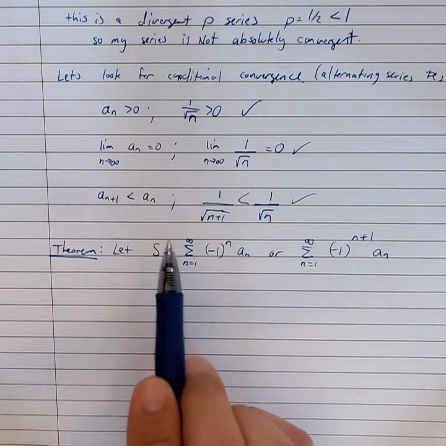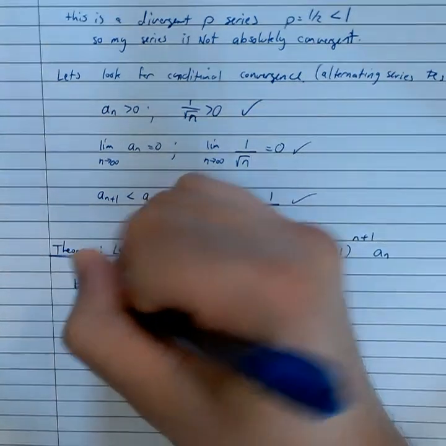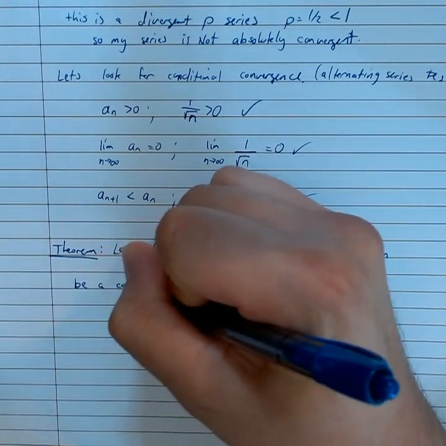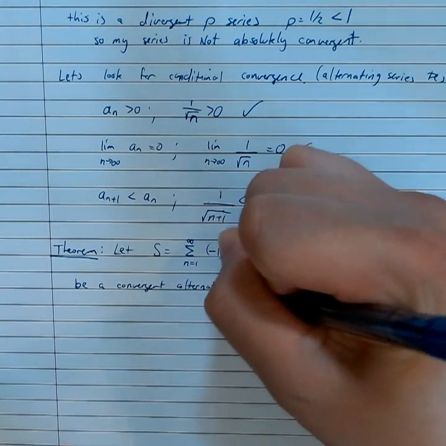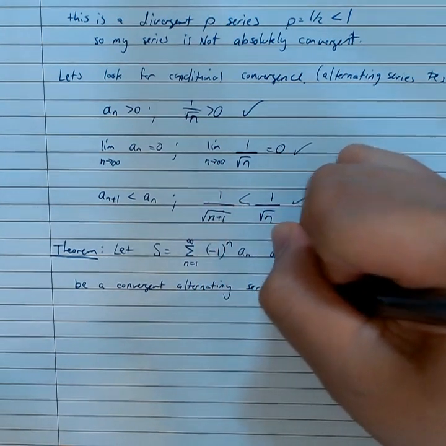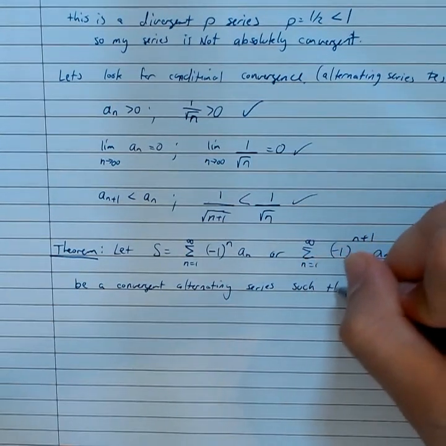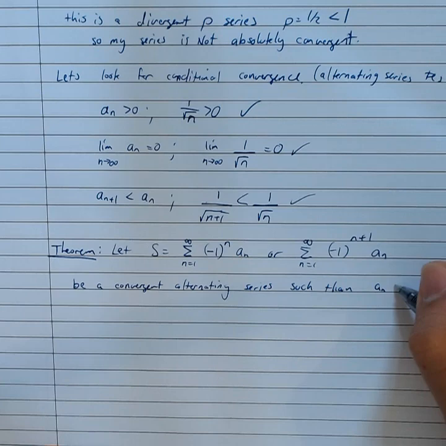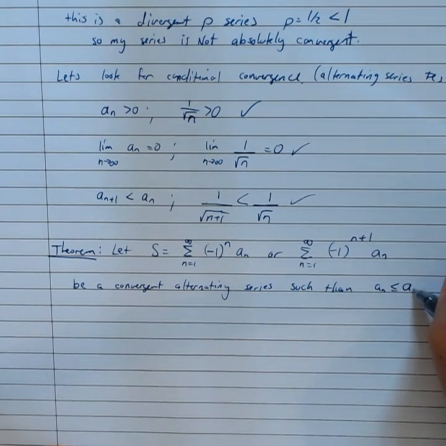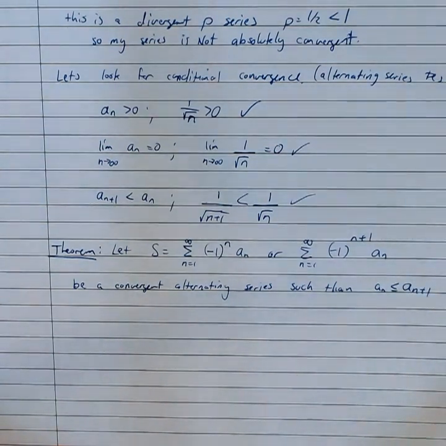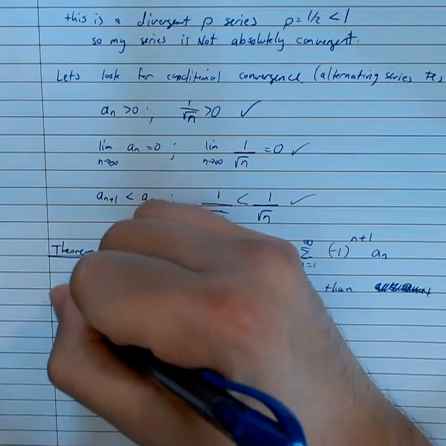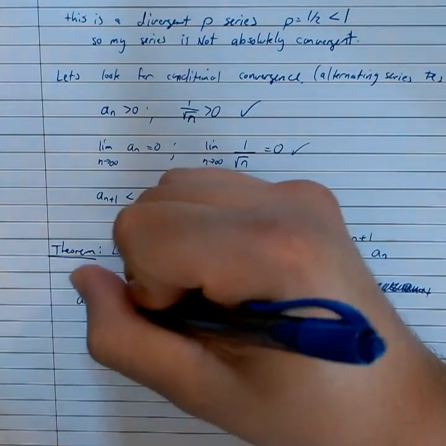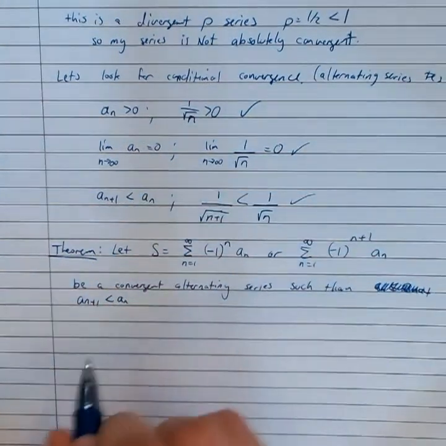alternating series that converges. So let's let that be a convergent alternating series such that a sub n is less than or equal to a sub n plus 1. Oh, I have that backwards, don't I? It should be such that a sub n plus 1 is less than a sub n. We want that to be decreasing. Okay?